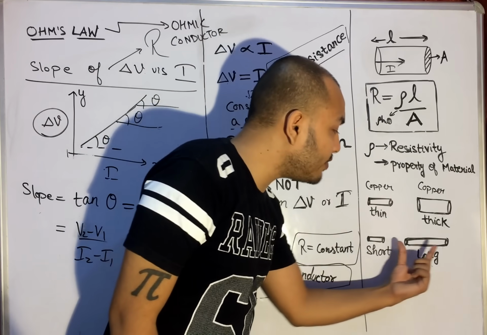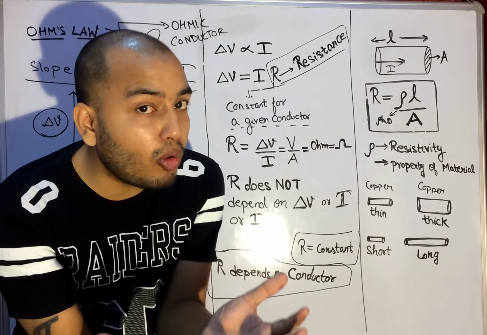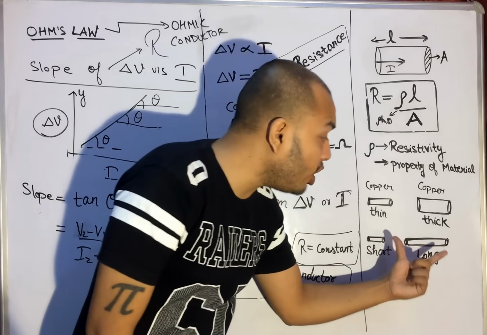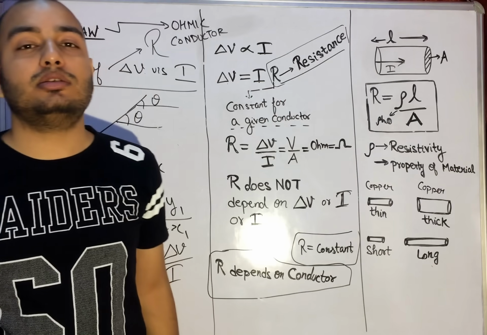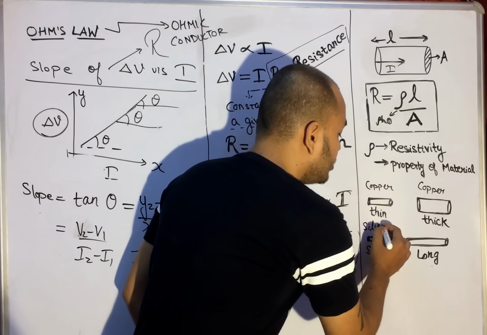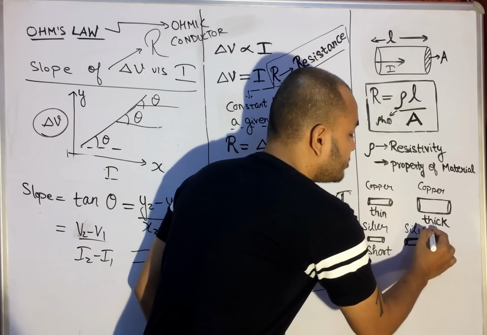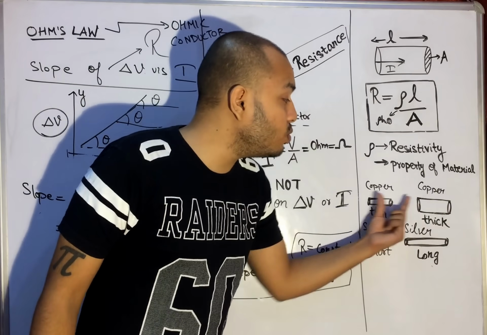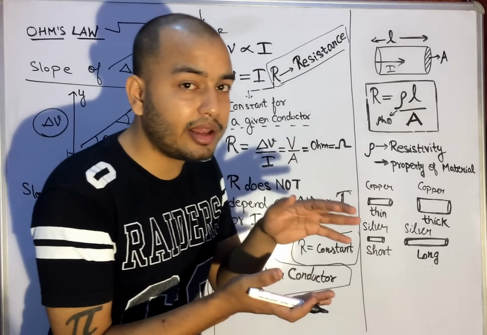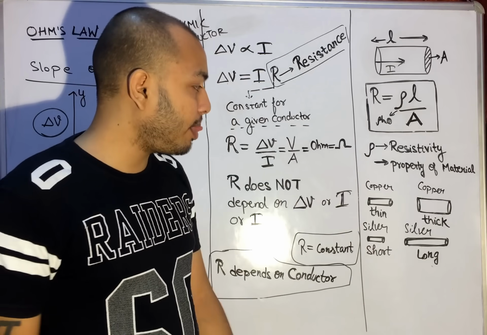Now I have taken a short wire and a long wire. Which will have more resistance? Resistance is directly proportional to length. A longer wire will have more resistance. If these two are made of silver, then for these two, resistance is less for the thicker wire.